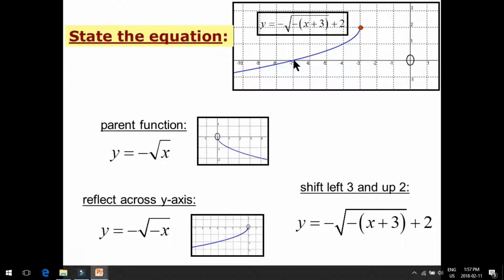I wonder if this point works. There's a point right there. I wonder if it works. So plug in minus 7 for x and see if you indeed get 0 for y. Minus 7 for x plus 3 is minus 4. Negative minus 4 is 4. Root 4 is 2. Negative 2 plus 2 is in fact 0, so it works.